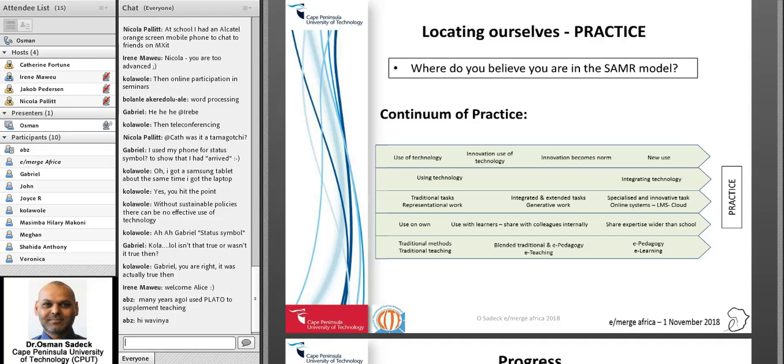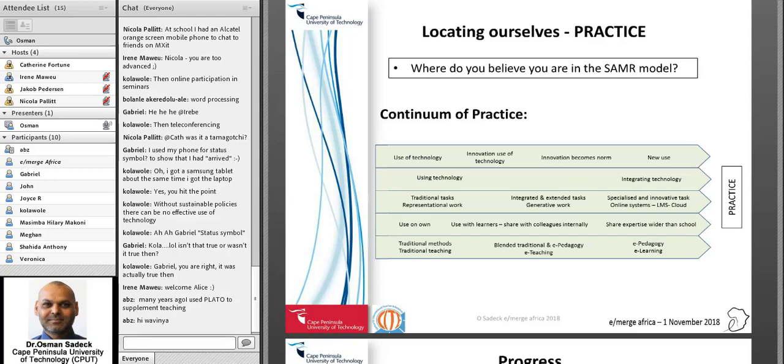So whilst we could be criticized for being traditional, you will find that some things become part of us and are no longer considered innovative. A teacher or a lecturer who used a data projector, wow, this person is using technology in the class. But now it's almost an everyday occurrence to actually see that happening.